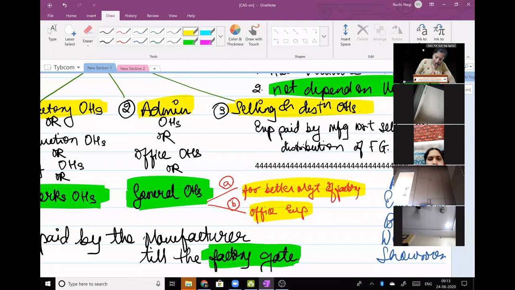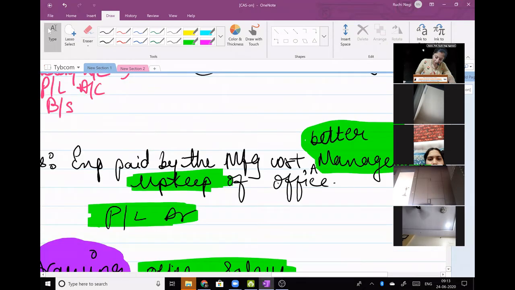People who are giving a CA, CWA or CS attempt, and have this topic, cost sheet, there will be a slight change at the point about better management of factory, and I'll tell you what the change is.